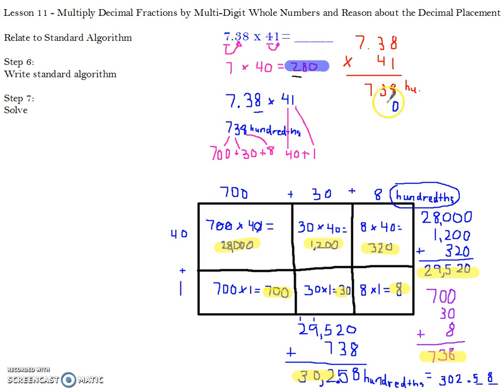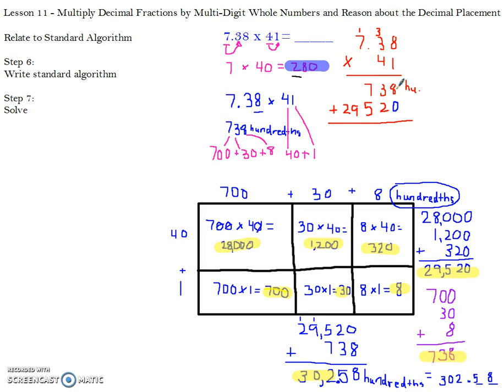4 times 8 is 32. We leave the 2 and carry the 3. 4 times 3 is 12, plus 3 is 15. Leave the 5, carry the 1. 4 times 7 is 28, plus 1 is 29. And we can put the whole 29 here because there isn't anything else to multiply by. And at this step, we can stop and check our answers by relating it back to our area model and seeing if our partial products are correct.